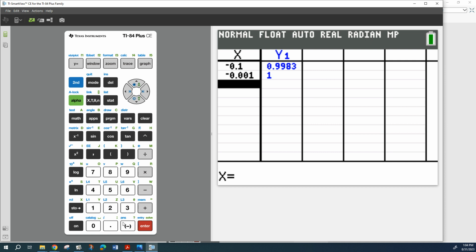Then I could try something on the positive side, 0.001. And rounded to 4 places, it's 1. Okay, make sense? Okay, it'll be all in the video too if you want to come back and review this.